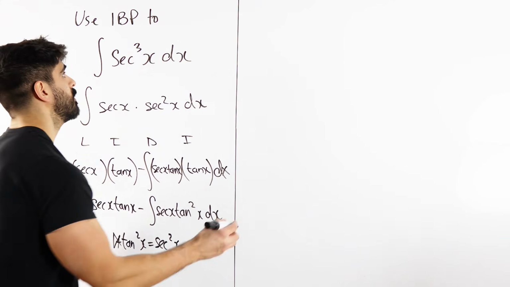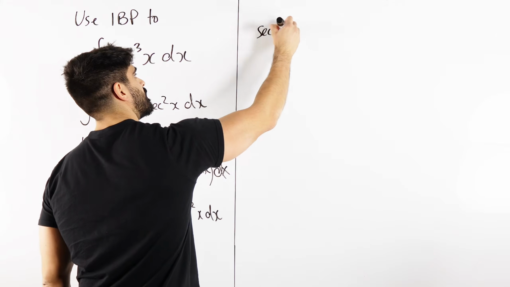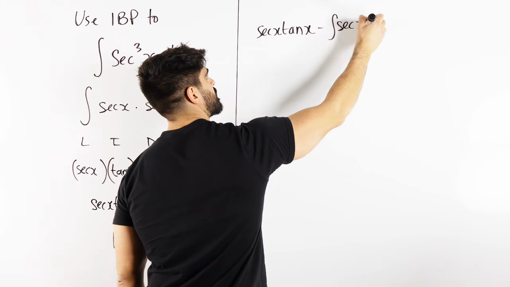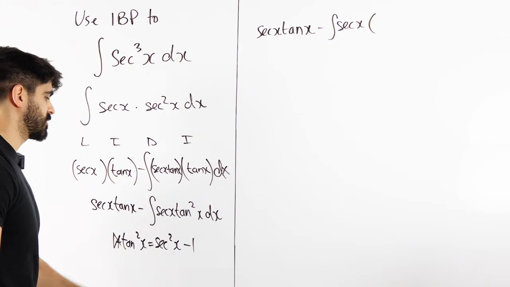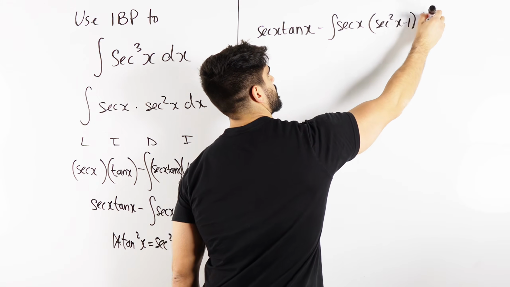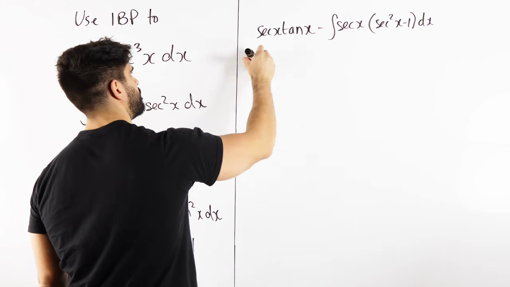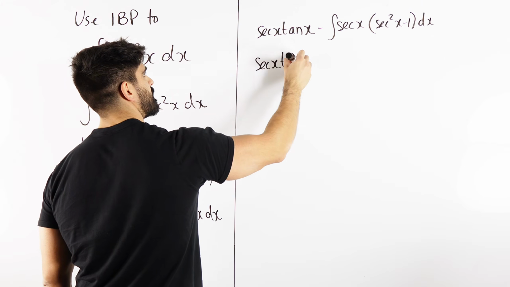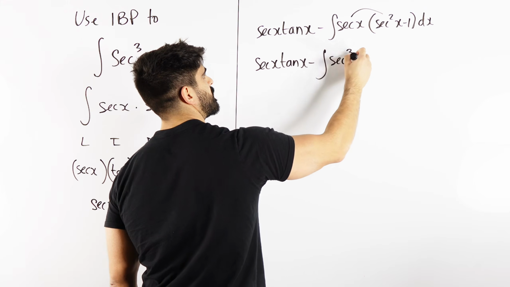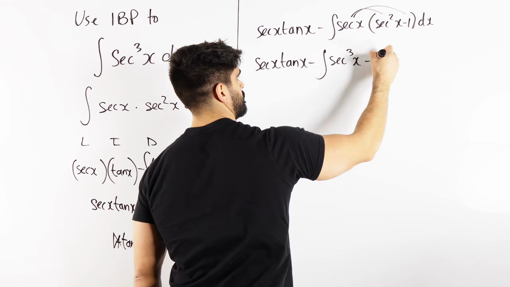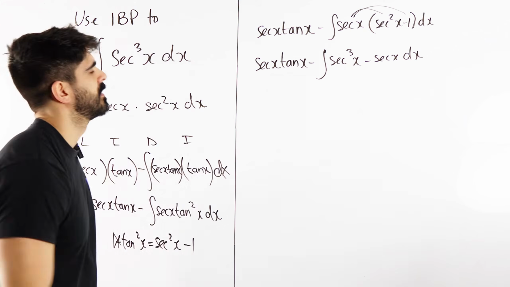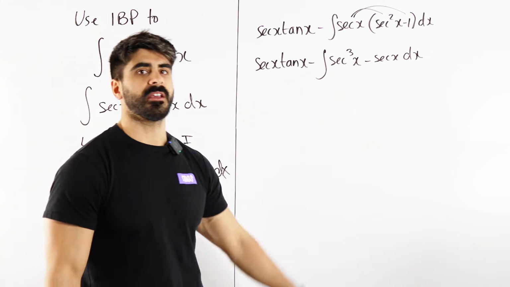Okay? So overall, it has become sec x tan x minus the integral of sec x, and then we get sec squared x minus 1 dx. Let's expand that. Sec x tan x minus the integral of sec cubed x minus sec x. Interesting. That's what we wanted to integrate at the beginning.